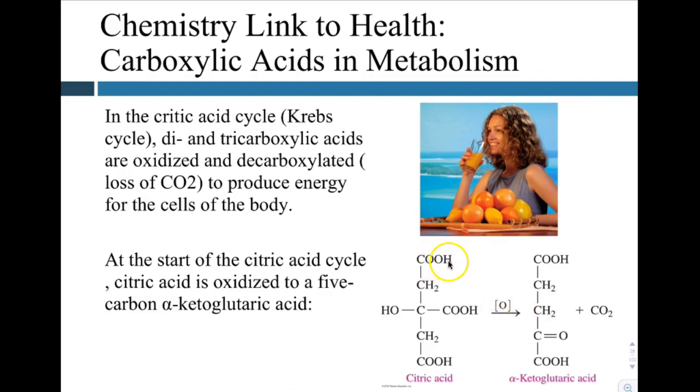So we have bonds to oxygen here. This carbon right here gains some bonds to oxygen, and we lose some of our groups here. You don't need to understand the mechanism for this, but you do make carbon dioxide. And so the start of the citric acid cycle is to oxidize citric acid to make alpha ketoglutaric acid and carbon dioxide.